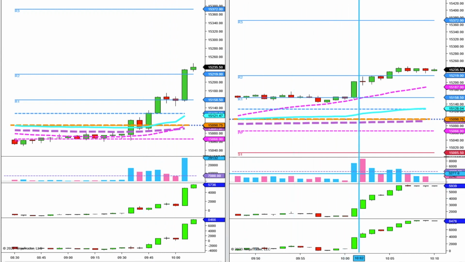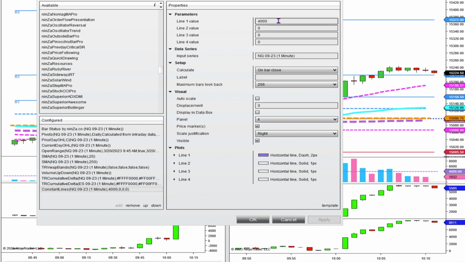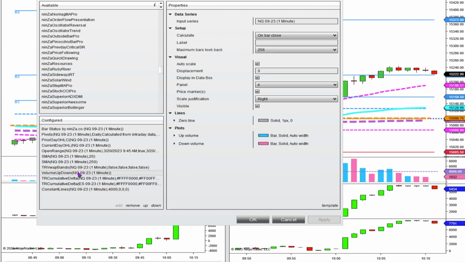And then I've got volume up and volume down. So this blue and pink histogram, this is the volume up and volume down indicator. And then I've thrown in an instance of constant lines, which is an indicator included with NinjaTrader. But basically I just set a line 1 value to 4,000 because that's the kind of level that I like to look at for the NASDAQ on the 1-minute, 4,000 level. On the 5-minute, I think I've got it at a 7,000. And I've got it drawing one horizontal line, and I just matched the panel to be the same as the volume up and down. My volume up and down indicator is also in panel 4, so that way this constant line shows up on the volume up and down indicator.